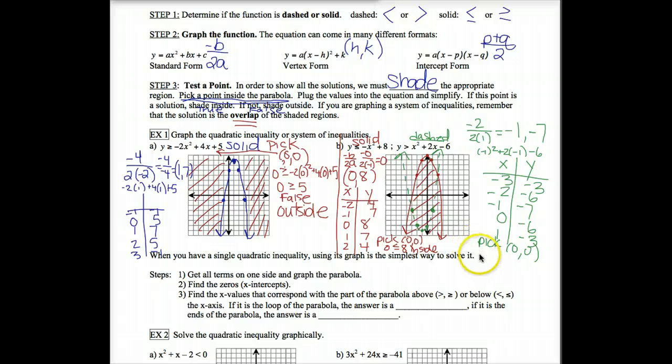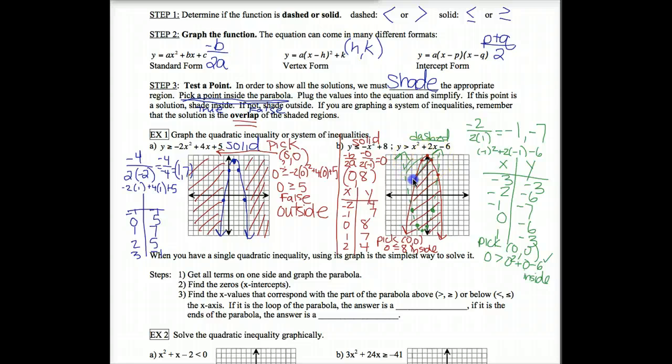So when I pick 0, 0 and plug it in, I get 0 is greater than 0 squared plus 0 minus 6. So is 0 greater than negative 6? Yes, it is. So that means we are going to shade inside that as well.